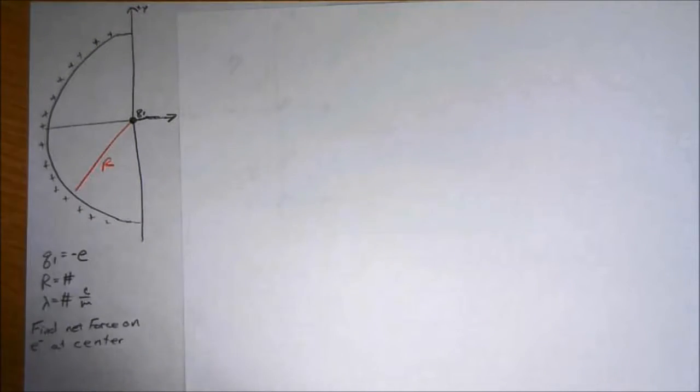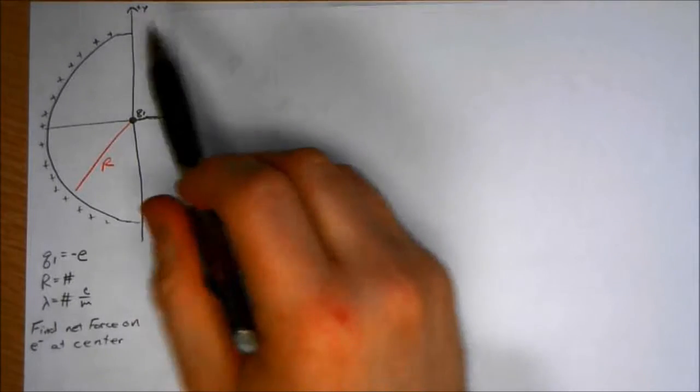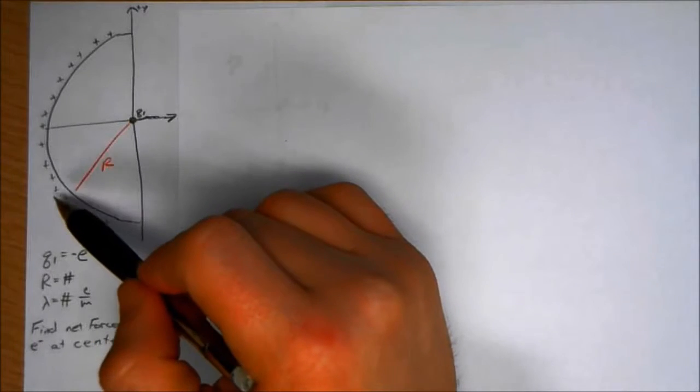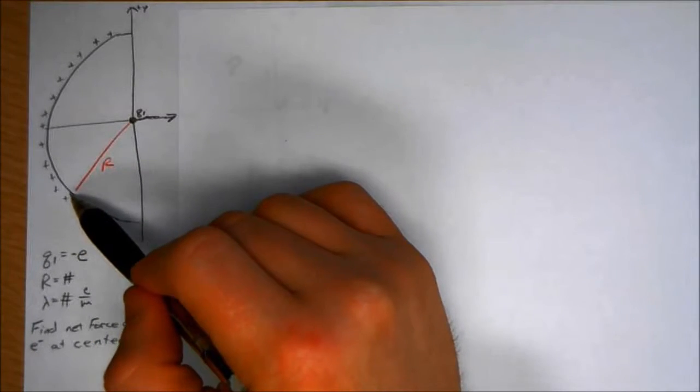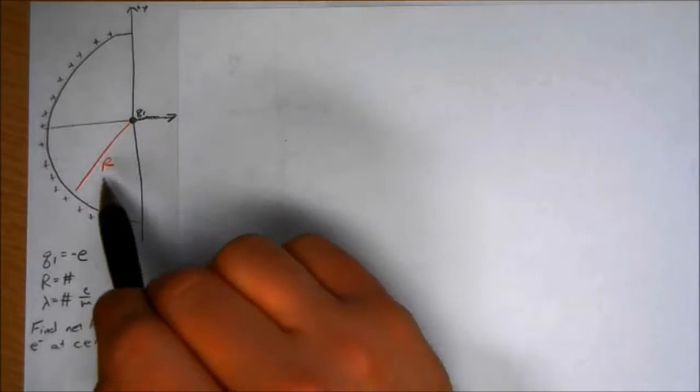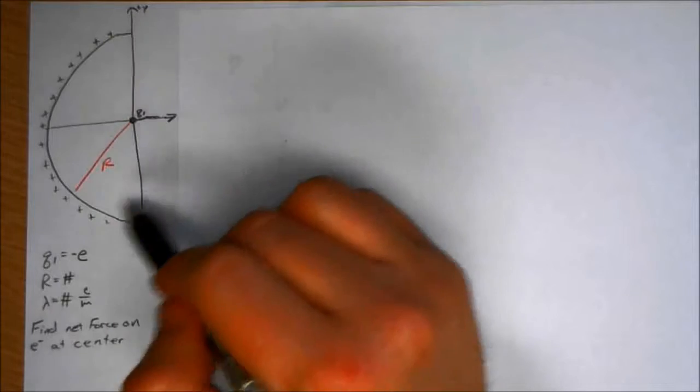Okay, let's go through that problem from our homework again. It was a little tricky, involves some calculus. We have a semicircular line of charge, it's positive charge. The arc has a radius of curvature r, which means it's half a circle of radius r.